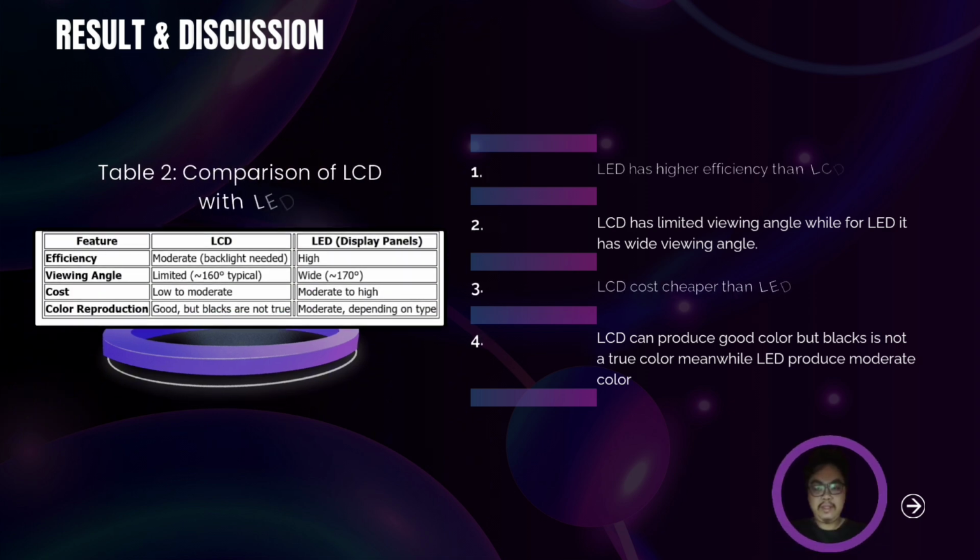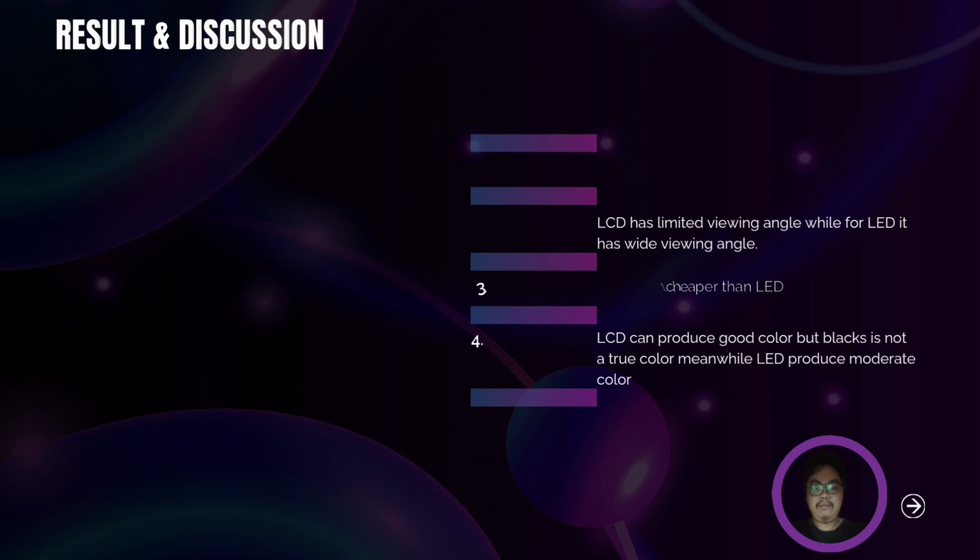Next, let's compare the LCD with the standard, which is LED. The first thing is that LED has higher efficiency than LCD, and LCD has a limited viewing angle, while LED has a wide viewing angle. But LCD is cheaper than LED, and LCD can produce good color, but the black color is not a true black, meanwhile LED can only produce moderate color.